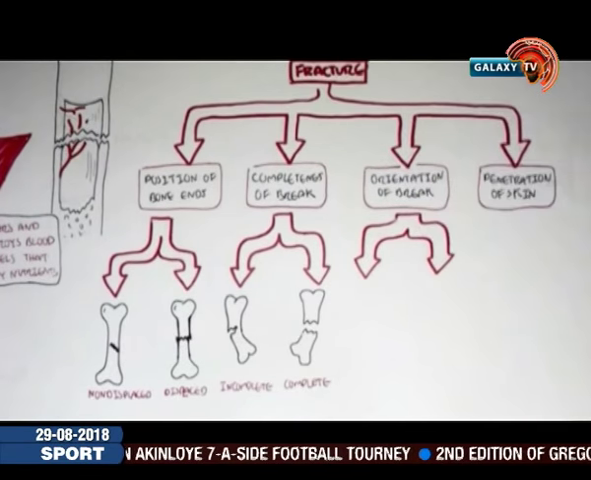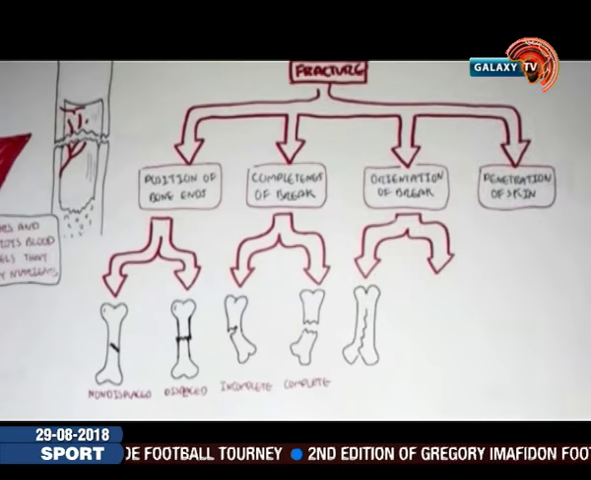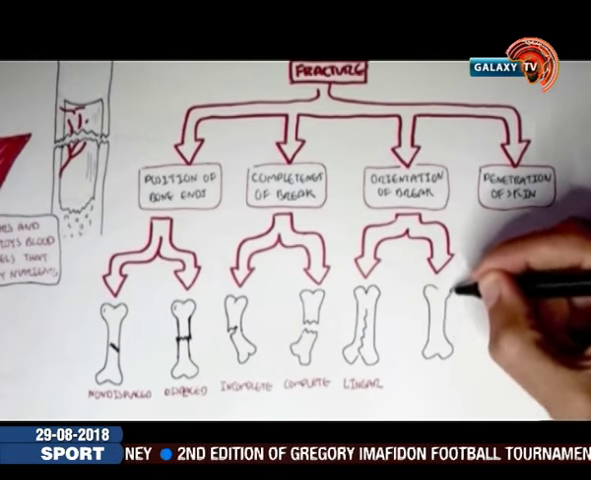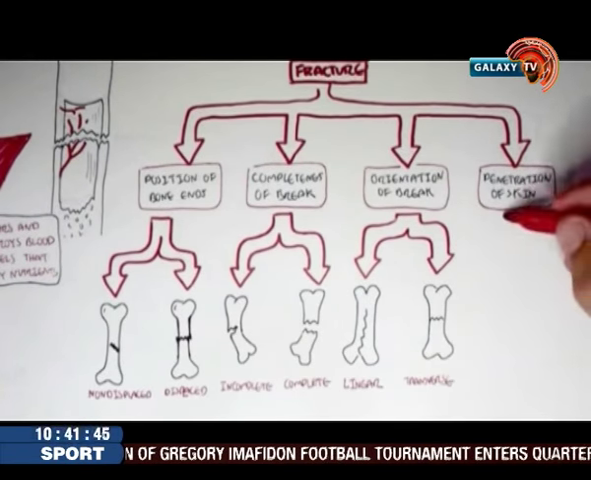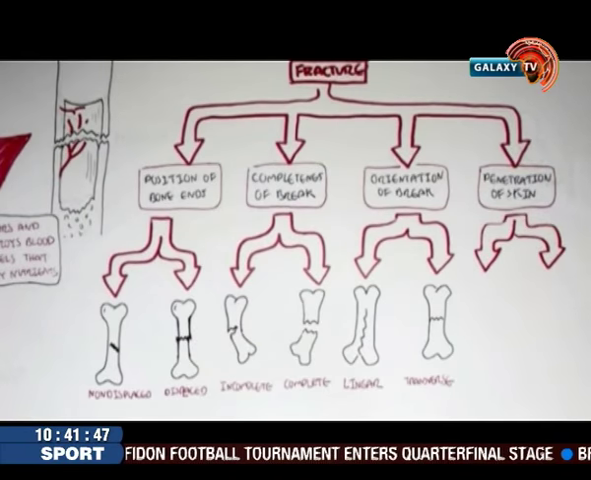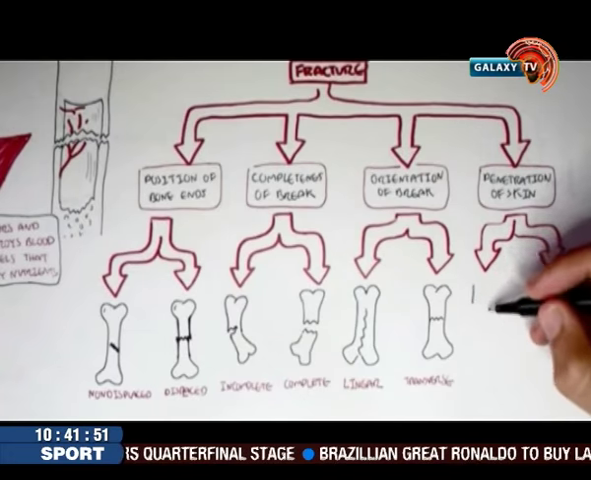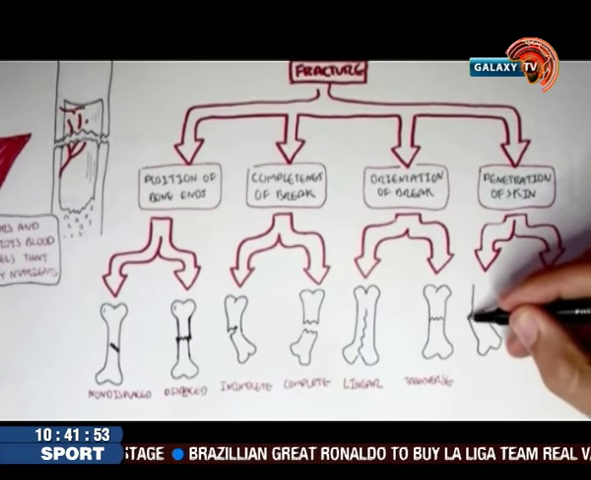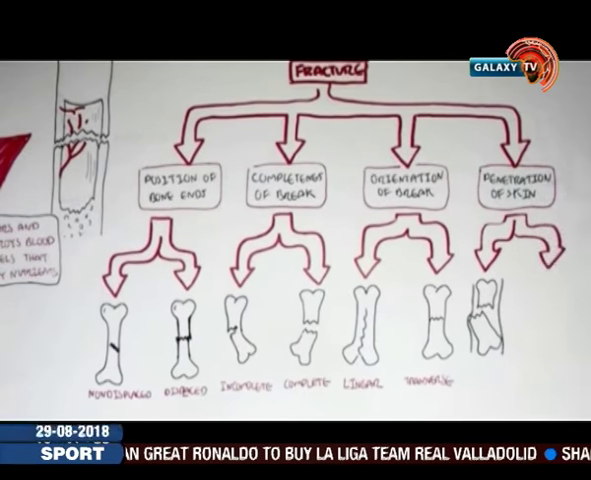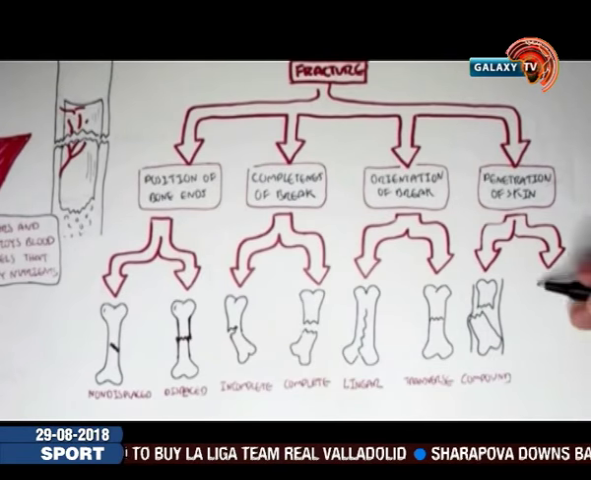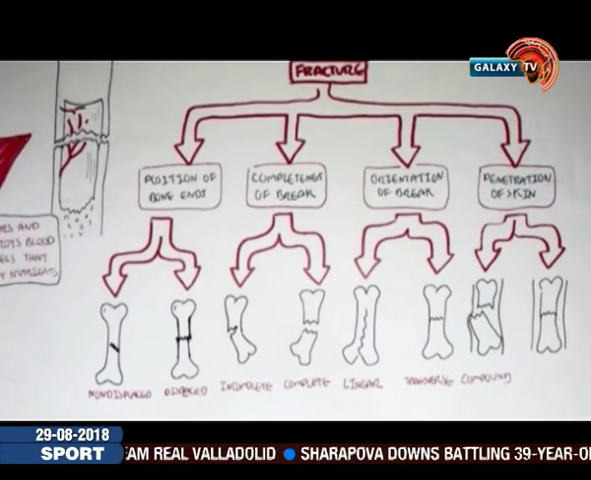Now the orientation of the break means whether the fracture is on a vertical axis or a horizontal axis, also known as linear or transverse. Penetration of the skin is obvious. A fracture that penetrates the skin will cause a compound fracture, and one that does not penetrate the skin will cause a simple fracture.